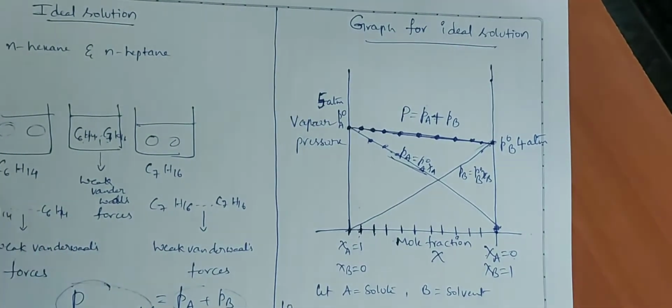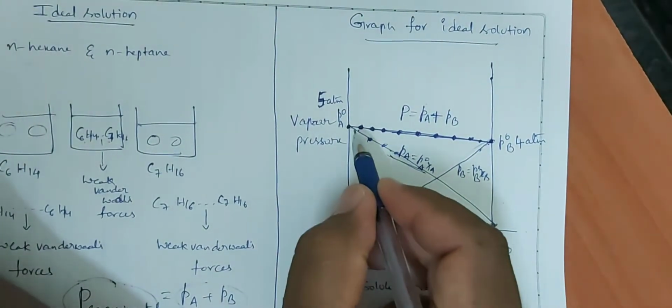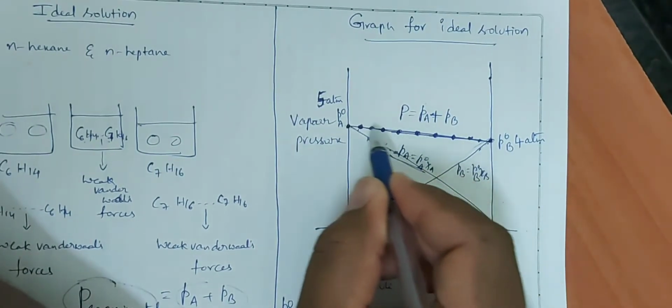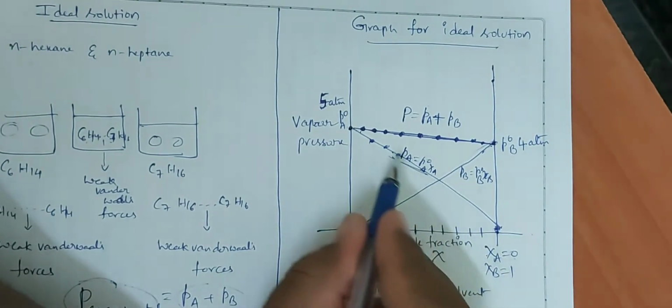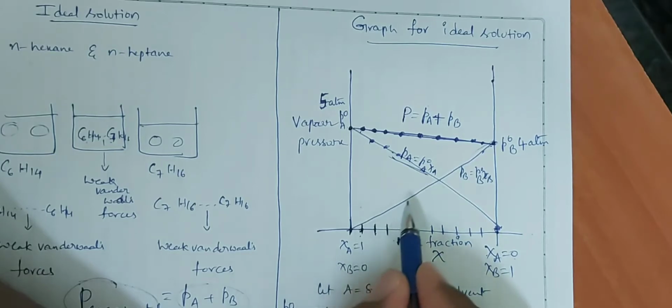This is the graph for ideal solution. This is only total pressure. This line is representing total pressure. This line is representing solute and this line is representing solvent.